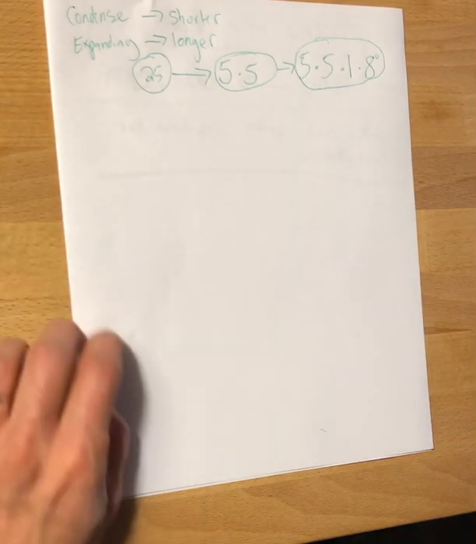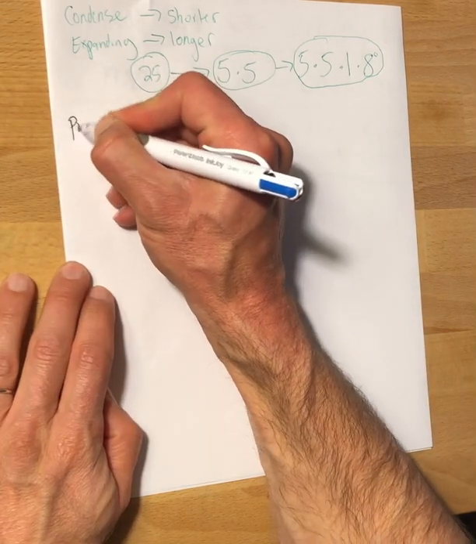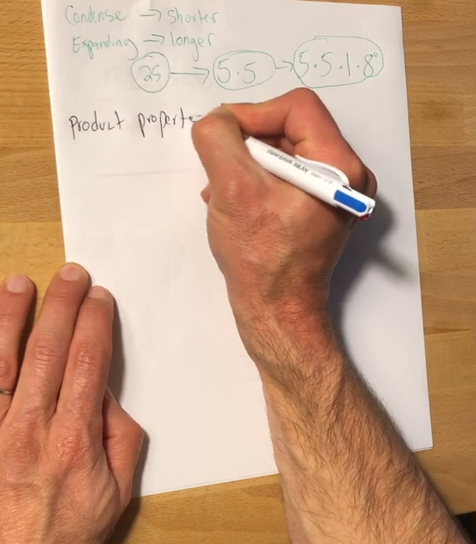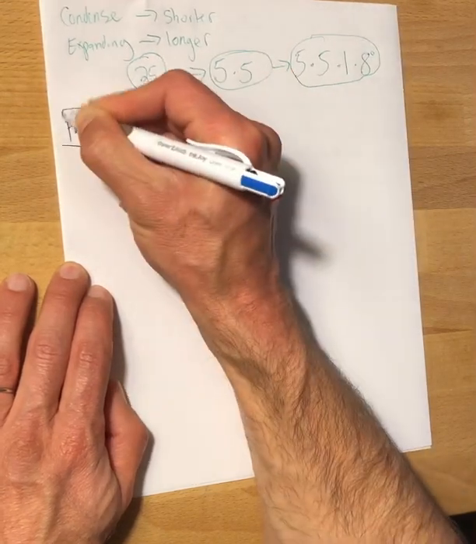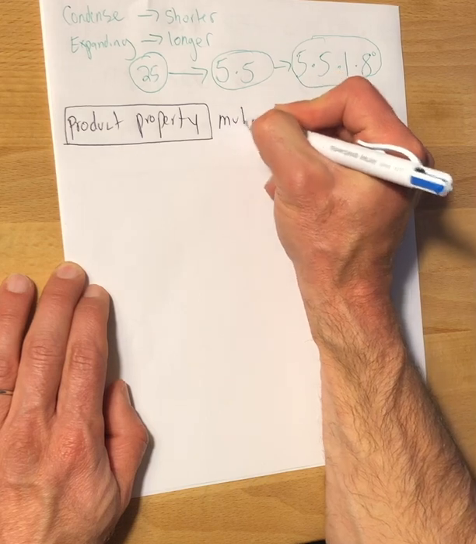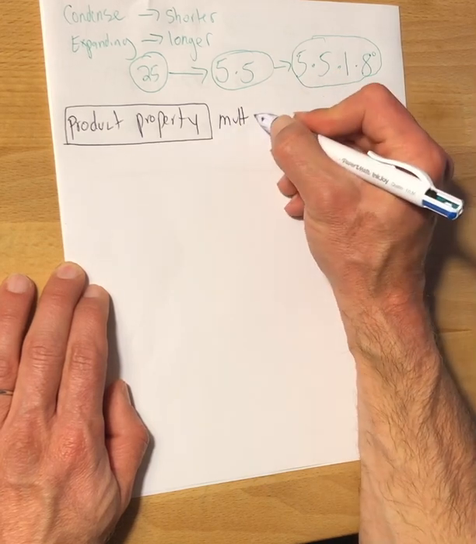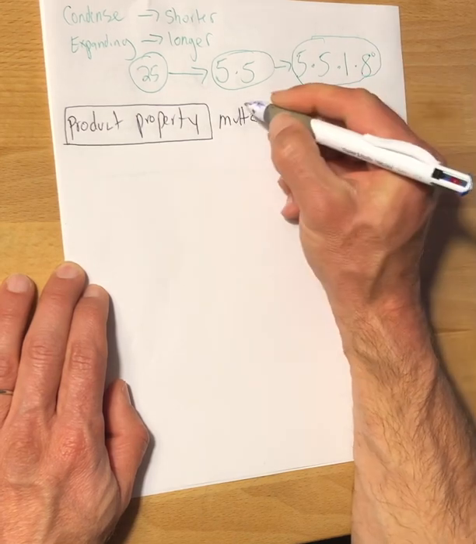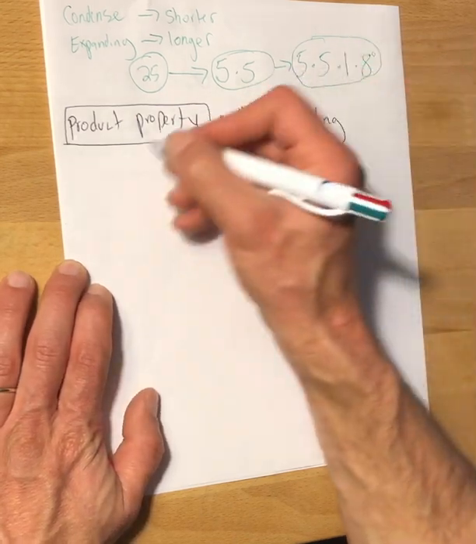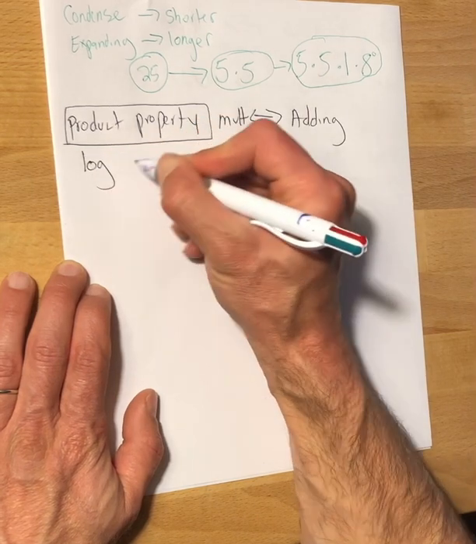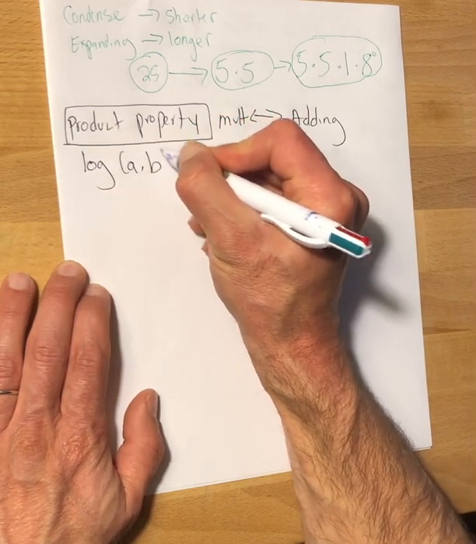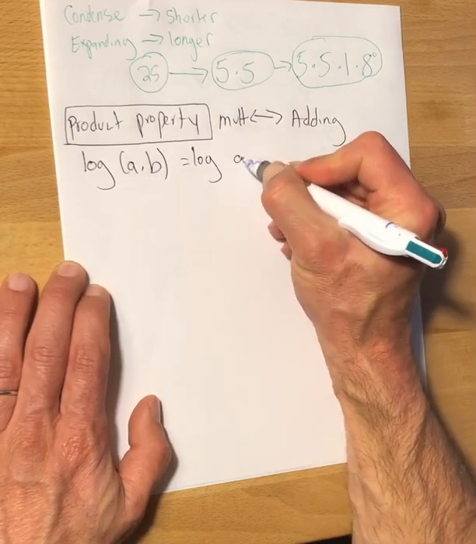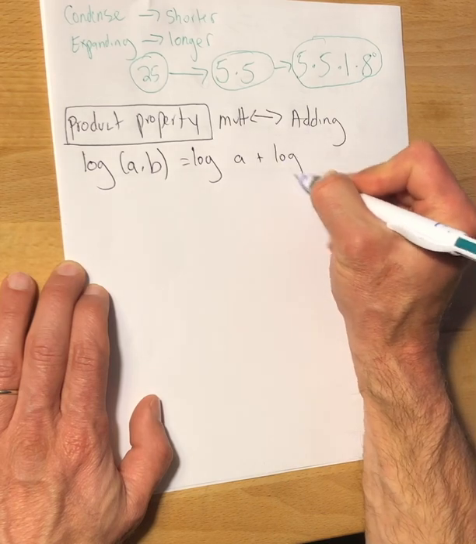All right. First thing I want to introduce you to is something called the product property. Product means multiply. When you multiply, it's the same thing as adding. The product property looks like this. It says log of A times B equals, it's the same thing as saying log A plus log B.